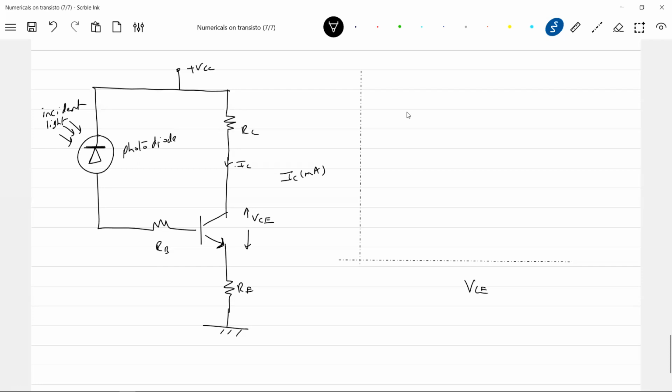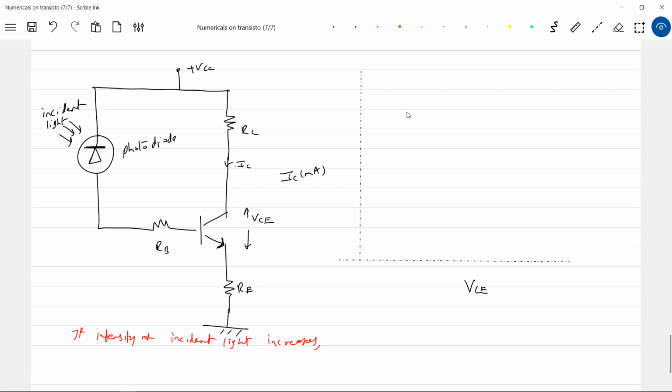So if the intensity of incident light increases, what will happen to the characteristics curve? Say one thing, as the intensity of incident light increases, tell me what will happen to the photo current?